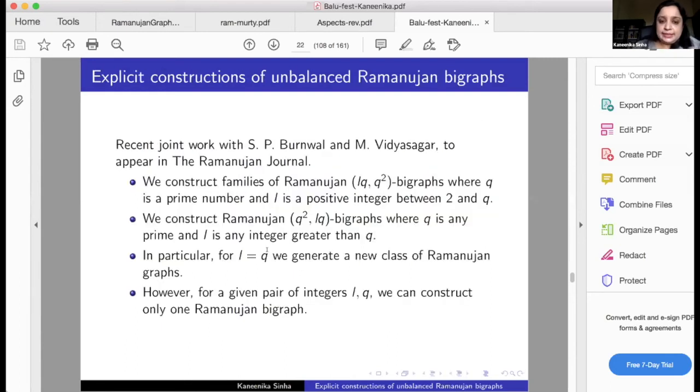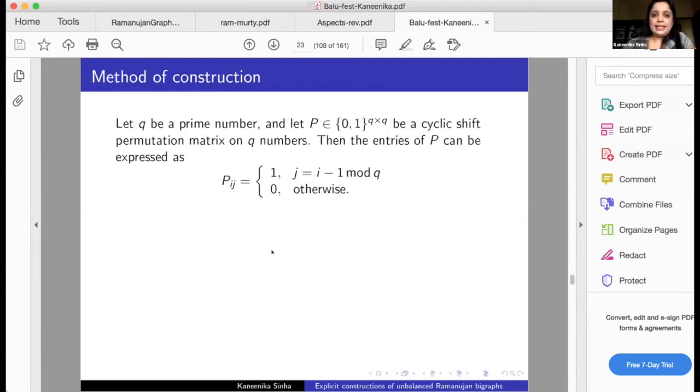Okay, so let's just go over the method of construction of these unbalanced Ramanujan bigraphs. The method is really simple, very elementary, and it gives us an explicit biadjacency matrix immediately. In fact, the graphs are constructed by assigning something which turns out to be a valid biadjacency matrix. So here's what we do. We take a prime number Q and we let P be a Q by Q square matrix. In fact, let P denote the cyclic shift permutation matrix. So what are the entries of P?